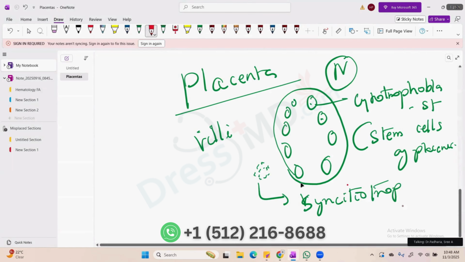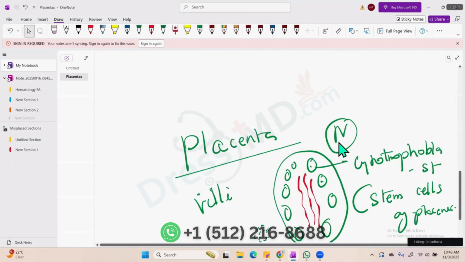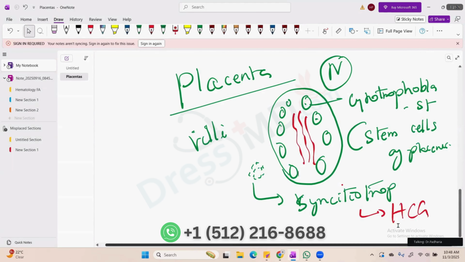We learned in the previous class, HCG. Yes, very good. It produces HCG. And normally this villi is vascular. So a normal placental histology has villi. It has an inner layer of cytotrophoblast and an outer layer of syncytiotrophoblast cells, which produces, like you guys said, HCG. And it is vascular.